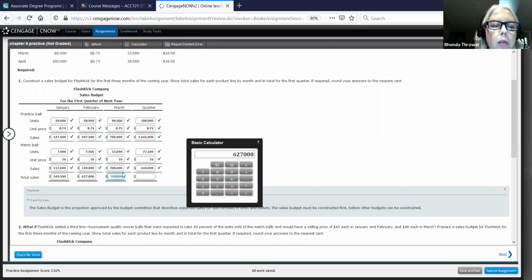You're going to do the same thing for March. You're going to add the two of these together, and then we're going to add these together.